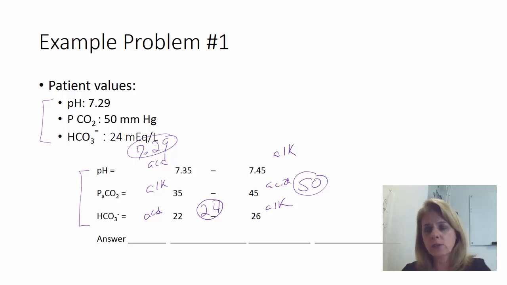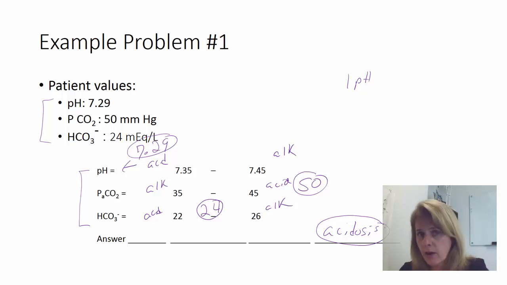The first thing I want to do is look at the pH. So step one, what's the pH? Is it acidosis or alkalosis? It's low, so this last one is going to be acidosis. I can fill in the last blank because I know we're in acidosis. That's the first thing I can figure out. Now I've got to figure out why I'm in acidosis. You want to look at the match. Which one of the respiratory and the metabolic is causing you to be in acidosis?